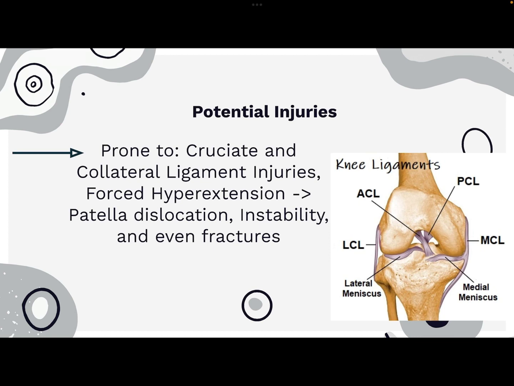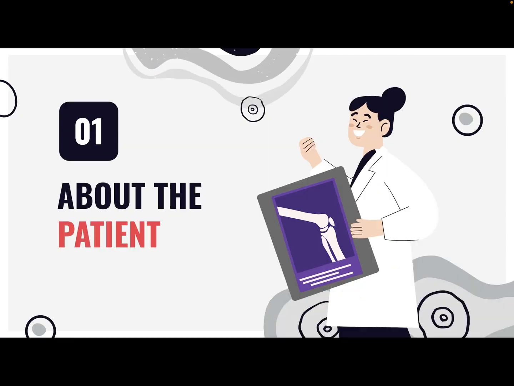Having a hyperextension basically means that your knee is unstable. Having an unstable knee can lead to several injuries, including cruciate and collateral ligament injuries, forced hyperextension, which can then lead to patellar dislocation, instability overall, which means that you're prone to twisting and tripping, meaning fractures, contusions, and more.